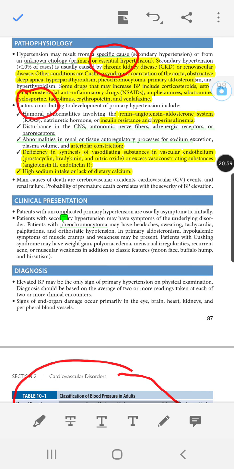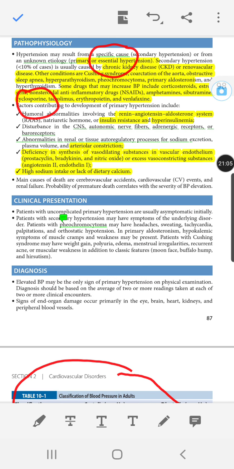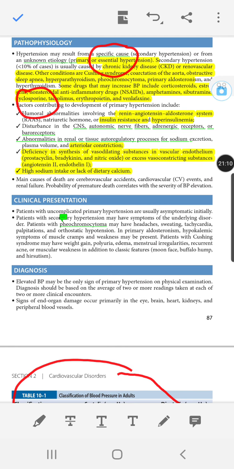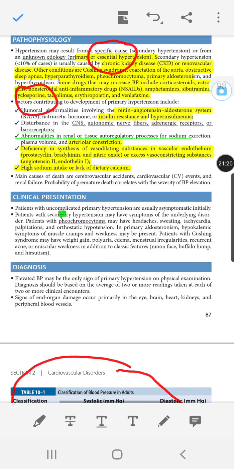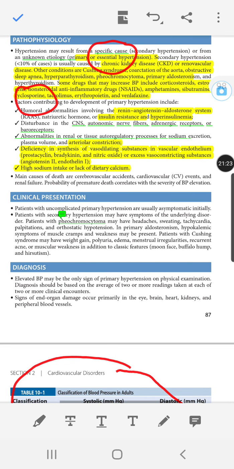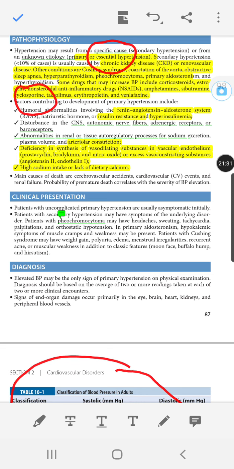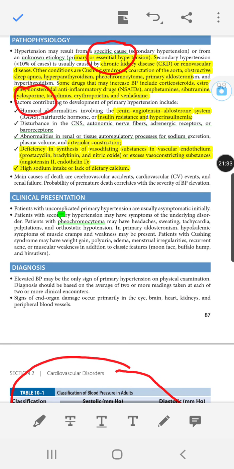Maybe you may suffer from chronic kidney disease. Maybe you are suffering from Cushing syndrome, which is a genetic problem. You may be suffering from an aorta problem, sleep apnea, hyperthyroidism, or pheochromocytoma. Pheochromocytoma is a cancer of the adrenal tissue. When there is a cancer of adrenal tissue, it means abnormally high numbers of adrenal tumor cells are producing more epinephrine, ultimately increasing blood pressure.